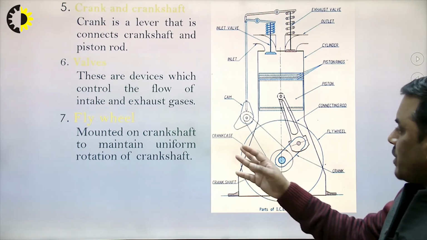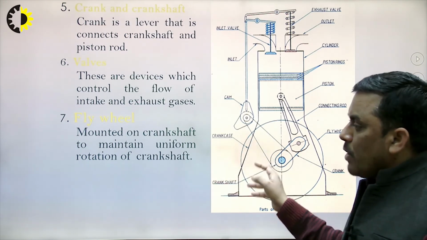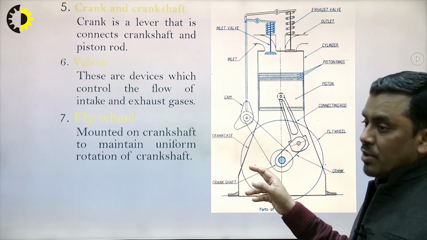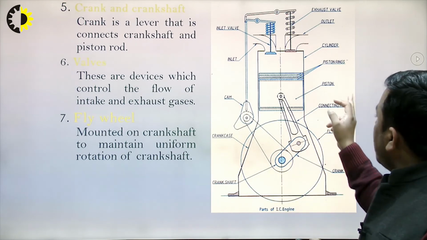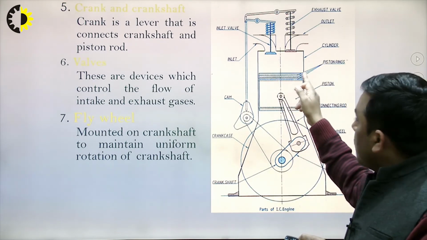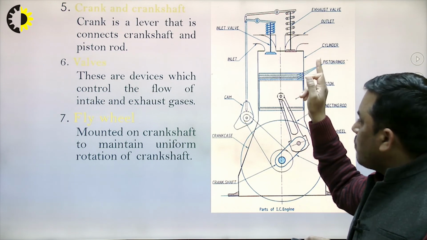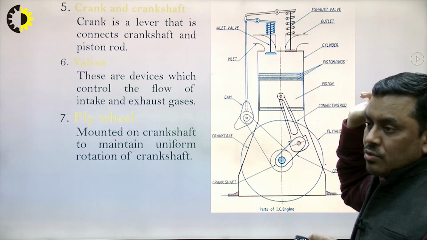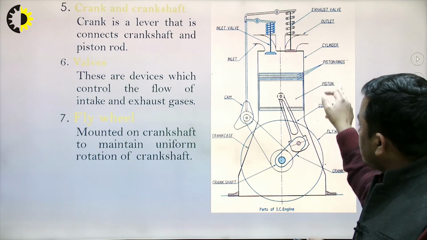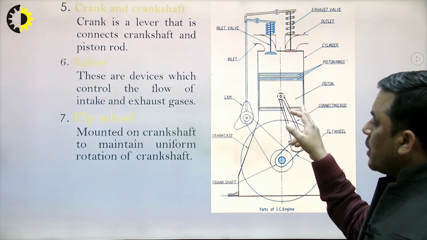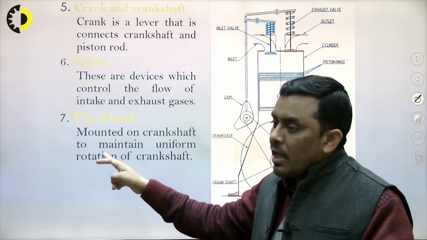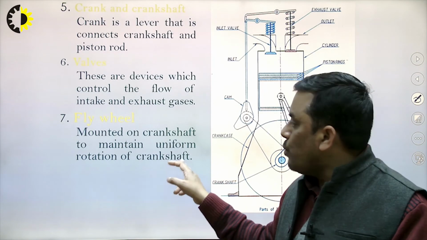Flywheel is mounted on the crankshaft to maintain the uniform rotation of the crankshaft. As I already told, only in one stroke are we getting power from the engine. The rest of the 3 strokes are to be maintained by the energy of the flywheel. So this is what the flywheel does.